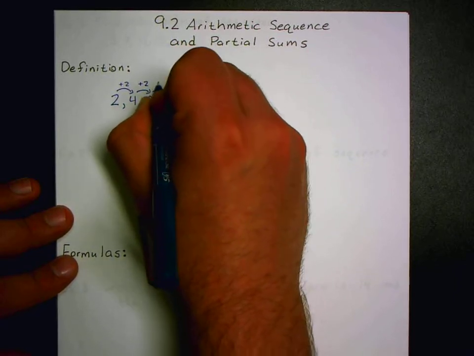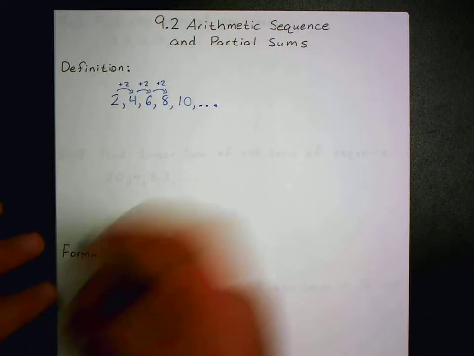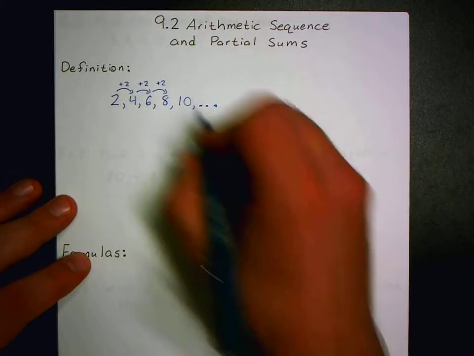Okay, so this is an arithmetic sequence because you add the same number every time. Okay, so that's the definition of arithmetic sequence.